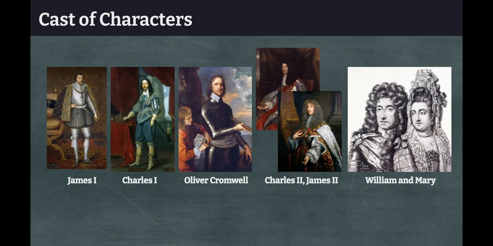All right. So before we get into that, let's look at our cast of characters because there's quite a few. And I'll have their picture up in the corner of the screen as we go through this, so you can tell who's in charge at what moment. So we're gonna go King James the First, King Charles the First. We're gonna take a little break from kings, and we're gonna have Oliver Cromwell, who, as we will find out, is a dictator. And then we're gonna go back to kings. We're gonna have King Charles II, King James II. I put them together because they're really not that different. And then we're gonna end up with King William and Queen Mary.